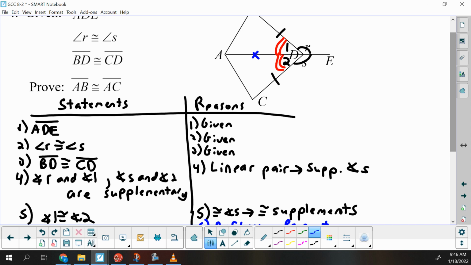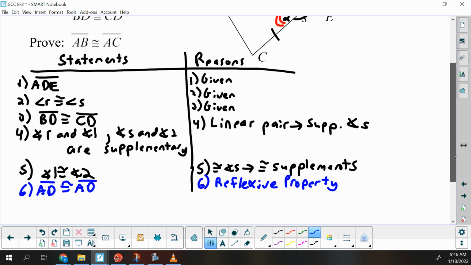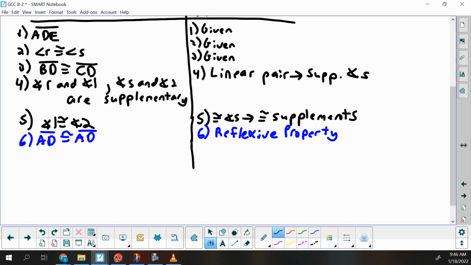Well, in our triangles, we now have 3 sets of things marked up. We have 2 sides, and we have the angle in between those 2 sides. So that's side angle side.